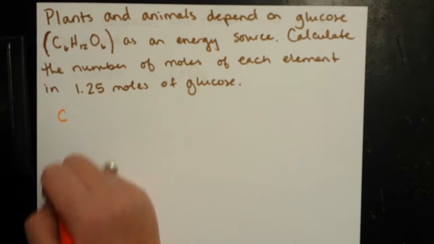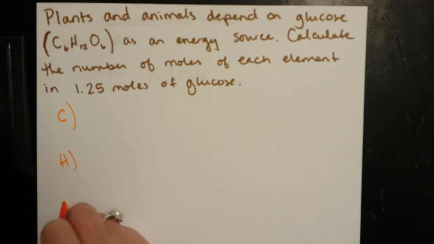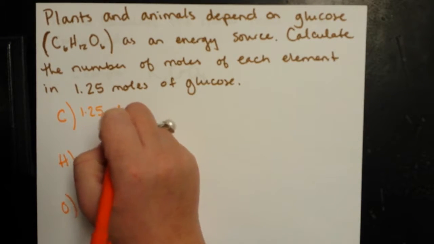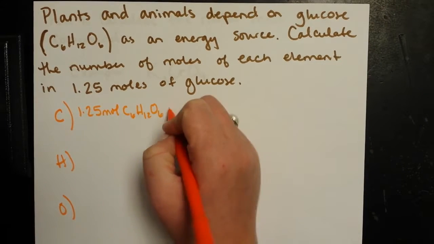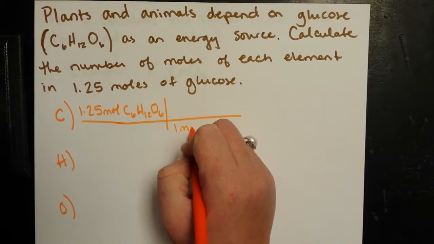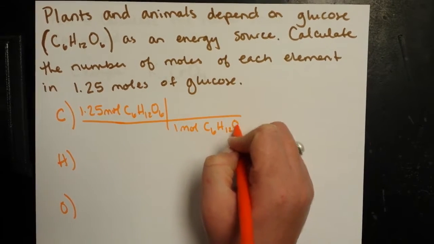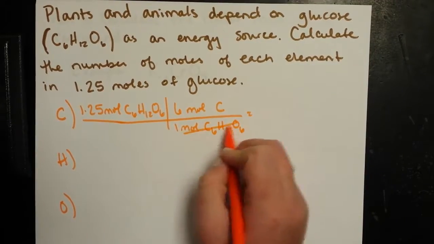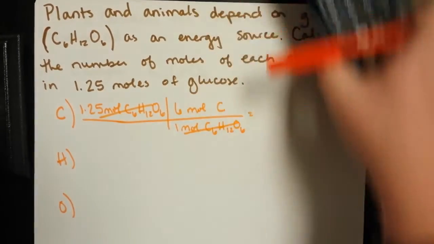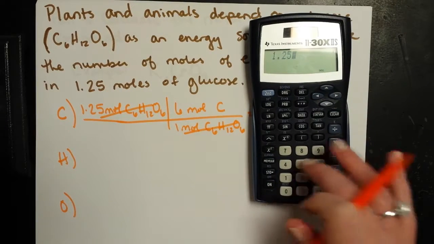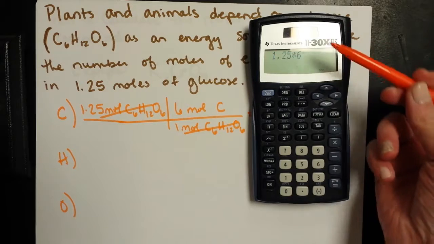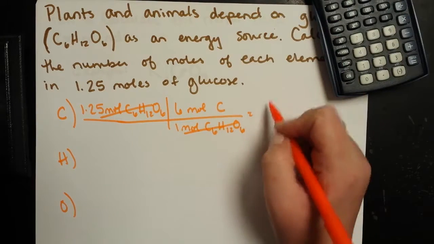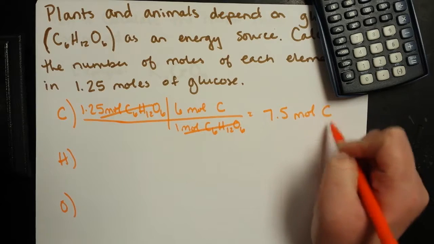So to find the moles of carbon, hydrogen, and oxygen, we have to do different equations, okay? If I've got 1.25 moles of glucose, and I know that for every 1 mole of glucose I've got 6 moles of carbon, the moles of glucose cancel, and I get 1.25 times 6. Think about it, I'm going to have 6 plus 1.5. So should I get 7.5? Ta-da! So I should have 7.5 moles of carbon there.